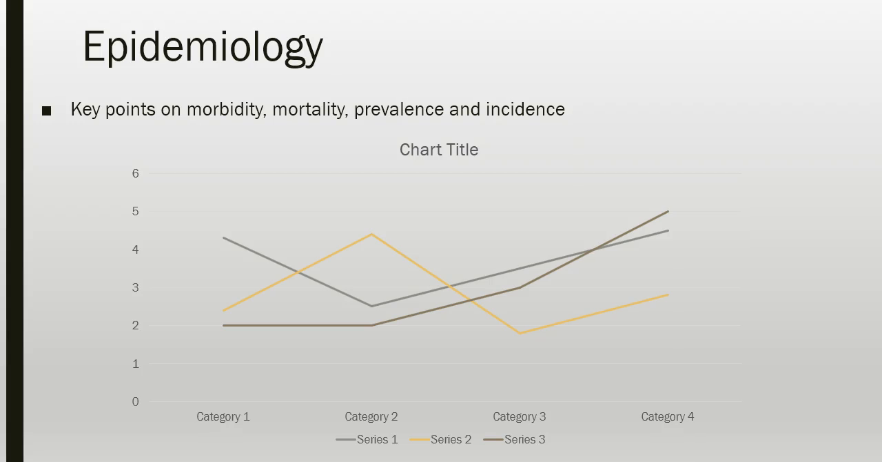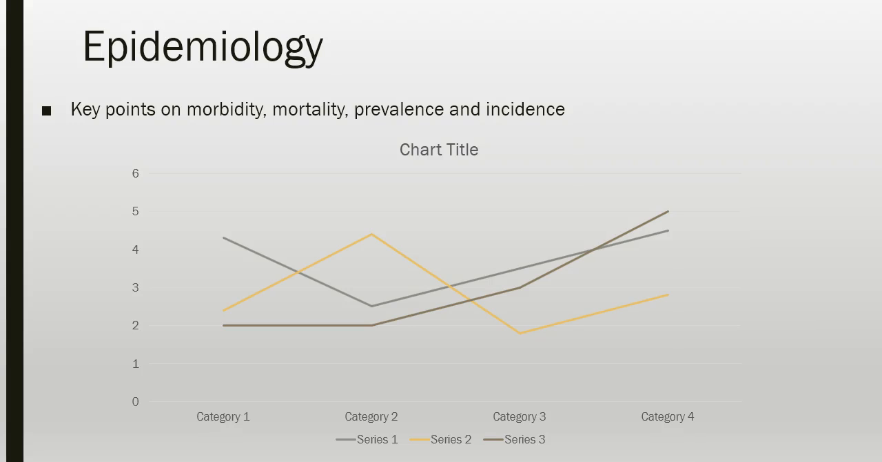The next part of your paper is epidemiology. So one way to show epidemiology might be with a chart, like what's here. In epidemiology, you should be talking about morbidity, mortality, prevalence, and incidence. In this area is often where disparities show up.